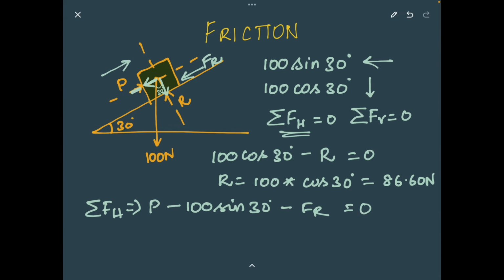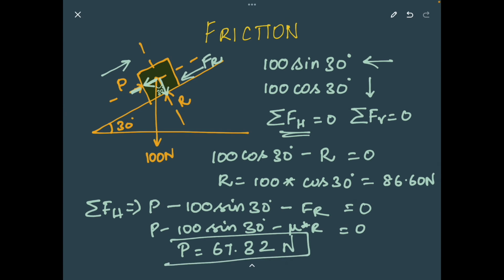Fr by definition will be mu times the reaction force. So P minus 100 times sine of 30 minus mu, in this case 0.2, times R, equal to 0. When we substitute all the values and calculate the force P that is required, we get 67.32 newtons. So 67.32 Newton is the minimum amount of force that is required to push this block up the hill of 30 degrees of inclination.